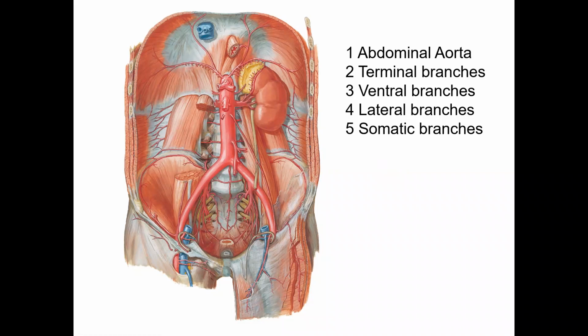So those are the branches of the abdominal aorta. 1 aorta, 2 terminal branches, 3 ventral branches, 4 lateral branches, and 5 somatic branches.